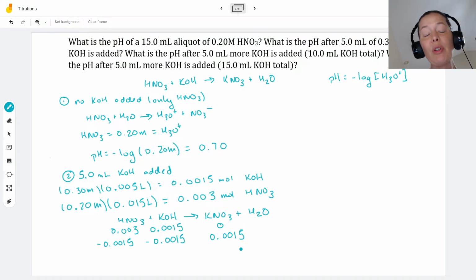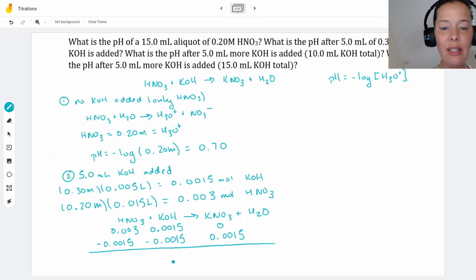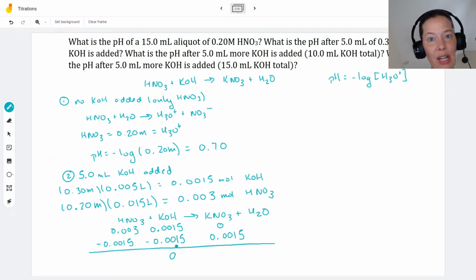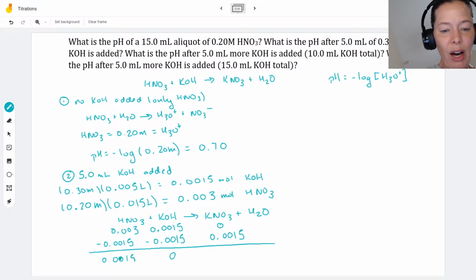Again, these numbers come from the 1-to-1 mole ratio. That's why I'm writing the same number in. If you had a 1-to-2 ratio, you would have to take that mole ratio into account. But again, I have chosen this specifically because it is a 1-to-1 ratio. Now, what this means is when this reaction is complete, I don't have any potassium hydroxide left, and I will have 0.0015 moles of nitric acid. Again, I just subtracted these, and I do have a little bit of potassium nitrate in solution.